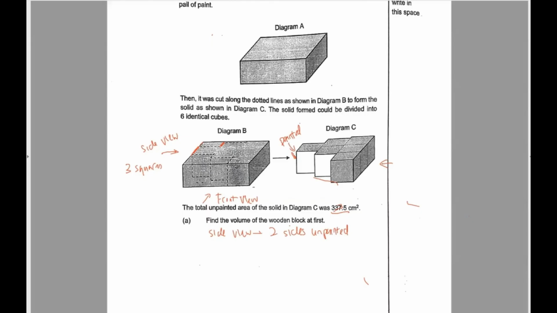Front view, we have this side and this side unpainted, right? 2. Back, the same thing. 2 sides unpainted. So the front and the back view will have 4 sides unpainted. Maybe I should use sides. I use square. Square is clearer to you, okay? Use square. Because they are squares, okay?